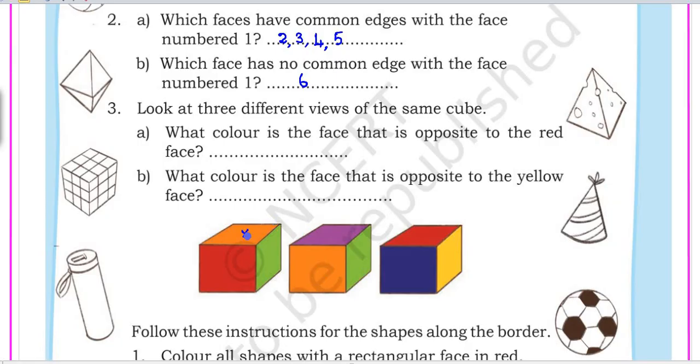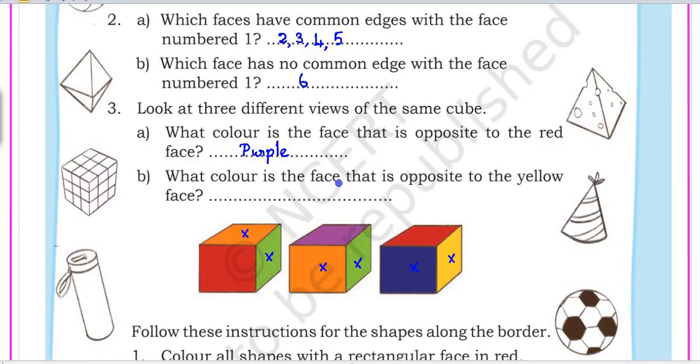So this is not opposite. Orange and green is not opposite, right? These two are not opposite, and here this also is not opposite, because these are adjacent. Now what is left out? Purple. What is the face that is opposite to the red face? That is purple. So the answer is purple.